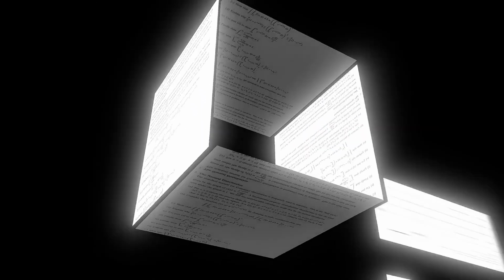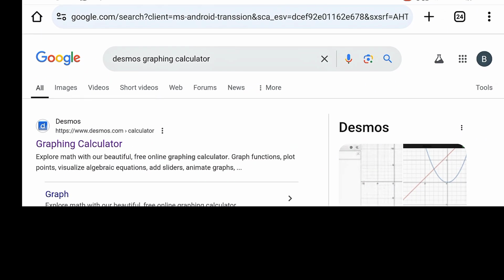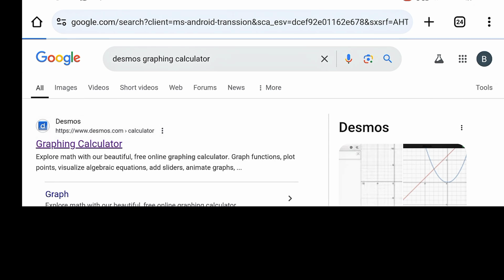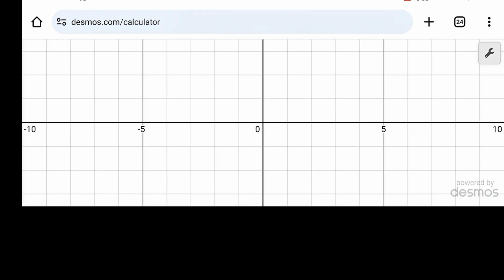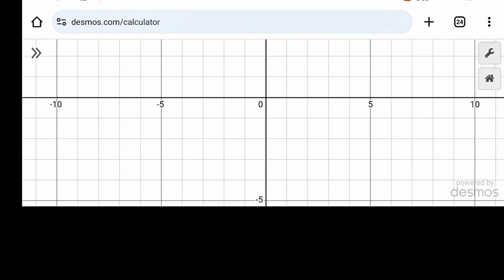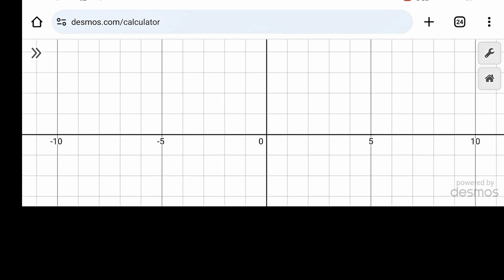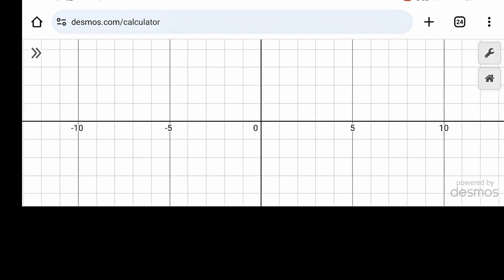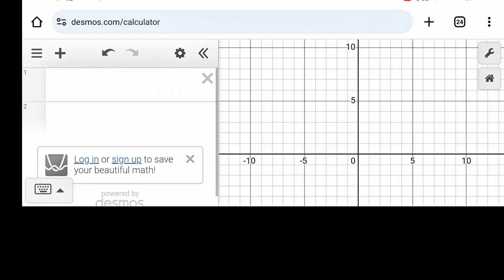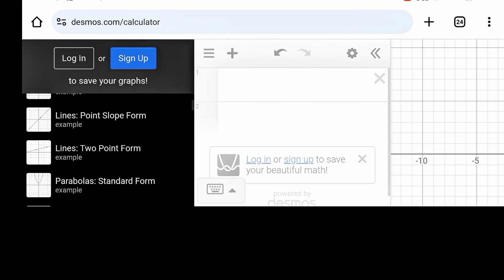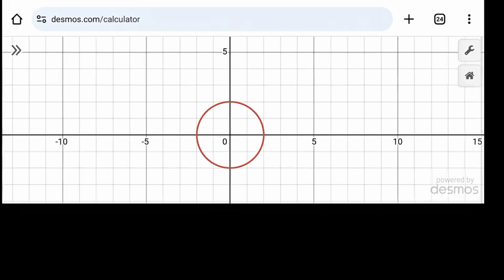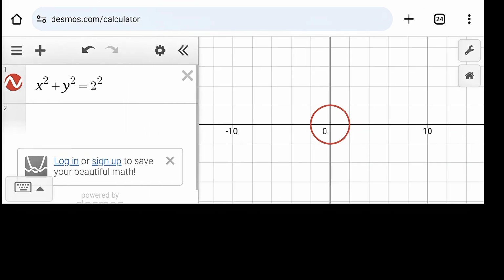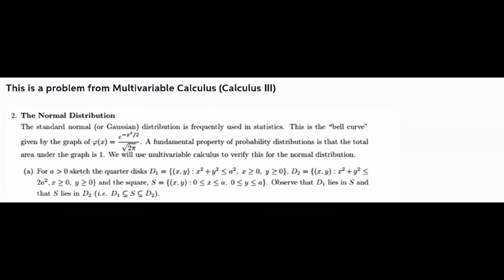Here I recommend we use Desmos software for this sketching section. Desmos is a very good app for graphing. It's a good graphing tool. So just search online for Desmos. If we have the application on our mobile, let's click on it, then we can plot this problem on Desmos. Now we are required to sketch the following region.